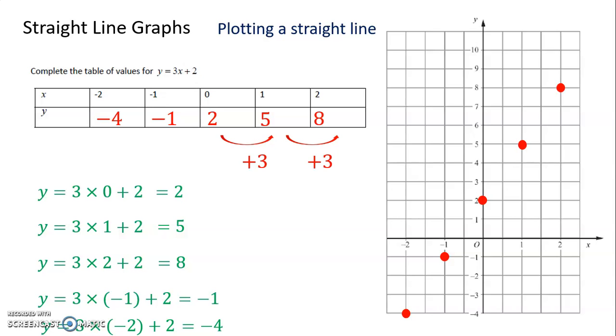And then what's really important is that you remember to join those up to make a straight line, because there are actually lots of points that lie on this line that aren't necessarily integers, and those are all going to be lying in between the points that I plotted.